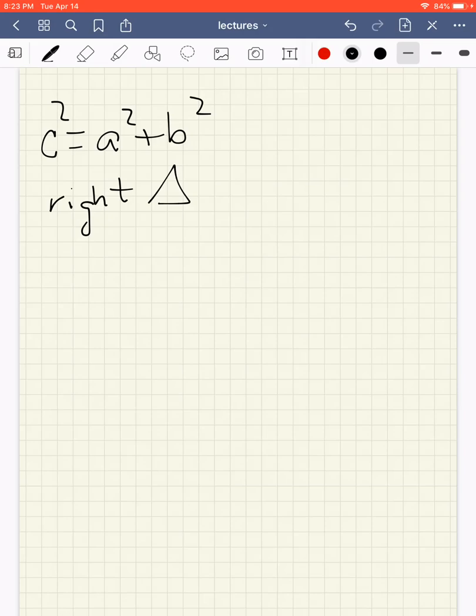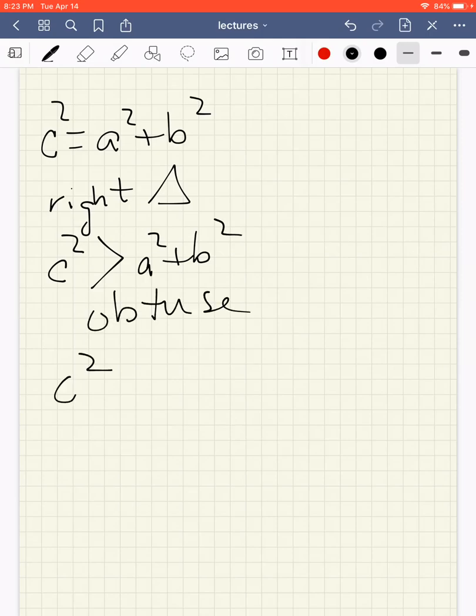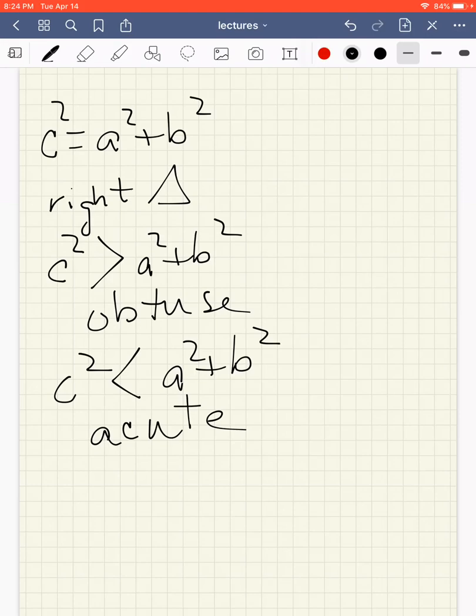All right? If it's obtuse, start with the c. C squared will be greater than a squared plus b squared. That's obtuse. And if c squared is less than a squared plus b squared, it's acute. Now, how do you know which side to put where? Well, remember, in a right triangle, c is the hypotenuse, right? So it doesn't matter which side you put in for a and b, but c has to be the longest side.